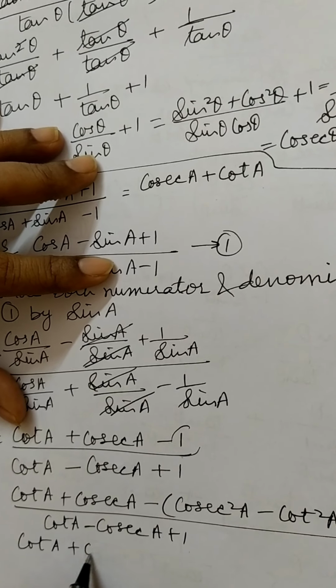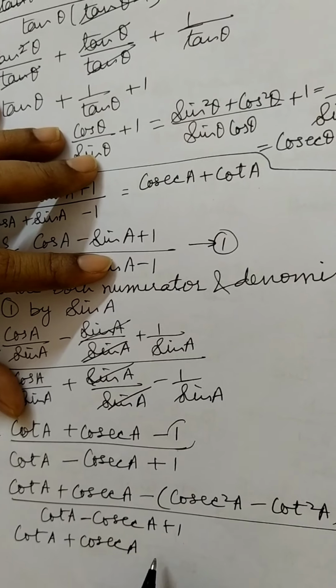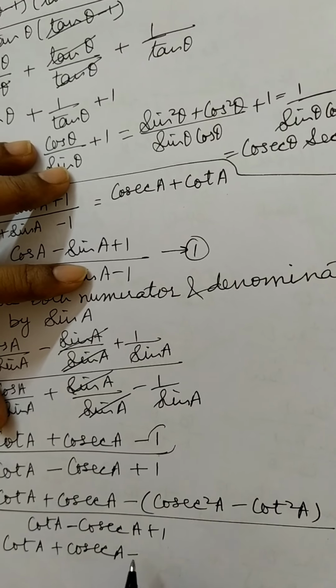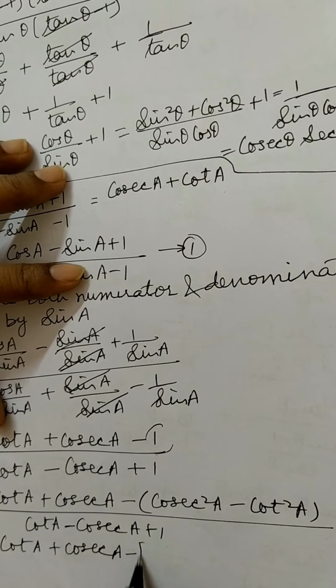Next step, first two terms as it is in numerator. Here you can see that it is of the form a square minus b square, so we can write here (a plus b)(a minus b), that is, (cosec A plus cot A)(cosec A minus cot A). Denominator again as it is, cot A minus cosec A plus 1.